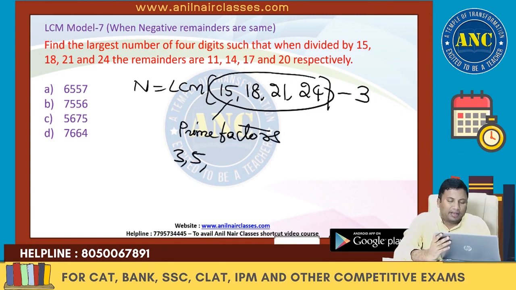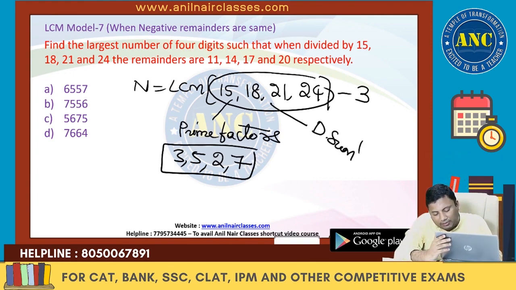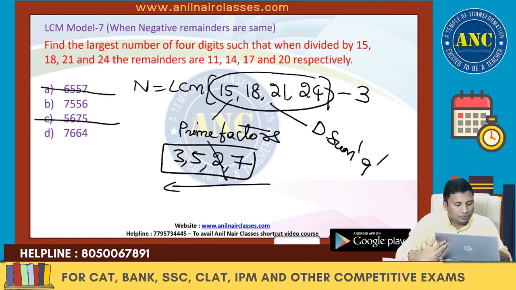15 is 3 and 5. 18 is 2 and 3. 2 is hidden. 21 is 3 and 7. So 3, 5, 2 and 7 are hidden. First I will use a digital sum 9. All options are working. Then I am going with any one out of these two numbers. Anyway, 2 is eliminated. I hope it is clear, right?